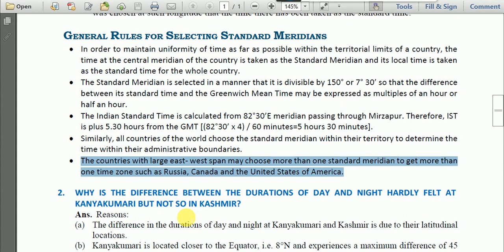If a country has a very big east-west extent, it is better to select more than one standard meridian, because the time difference between the east and the west may be more than 5 hours or 10 hours. In that case, we better select more than one standard meridian. So Russia, Canada, United States of America, these countries have more than one standard meridian, and hence they have more than one standard time. So these are the important general rules for selecting the standard meridians of a country.